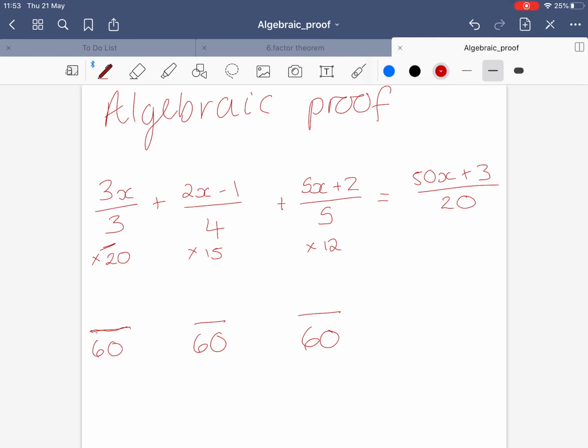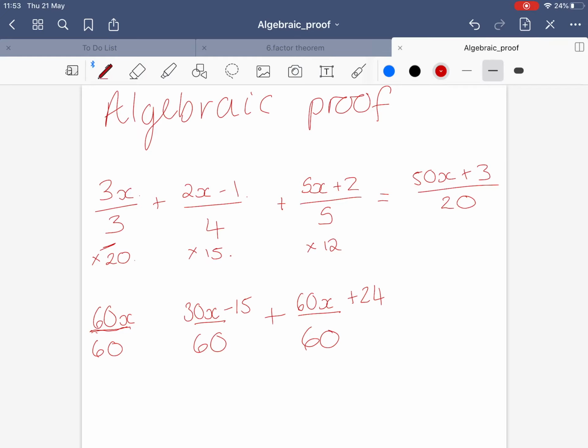Now you want to multiply the numerator, the top, by those numbers as well. So I'm going to do 3x times 20, that's 60x. I'm going to do 2x minus 1 times 15. So 2x times 15 is 30x, and minus 1 times 15 is minus 15. Don't forget to multiply that second number. If you want to put them in brackets to make it easier to expand, that's absolutely fine. Next one, 5x plus 2 times 12. So 5x times 12 is 60x, and 2 times 12 is 24.